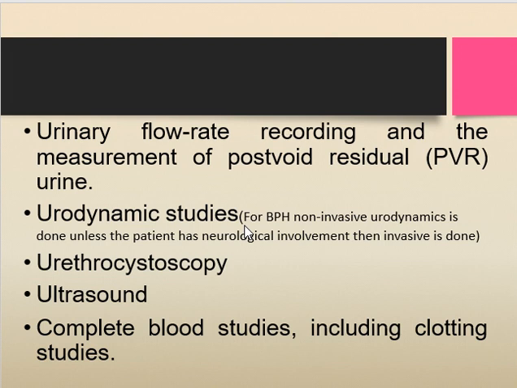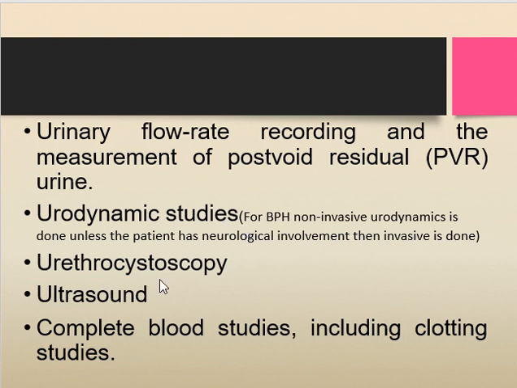If you suspect that neurological involvement is also present, then you will do an invasive study by catheterizing the patient. Otherwise, a non-invasive urodynamic study is done by asking the patient to void. Then you will measure the amount of urine that is being voided. Then we will understand the normal amount of urine that can be voided by a normal healthy individual, and you can check for suprapubic bulge and the amount of urine that is being retained in the bladder.